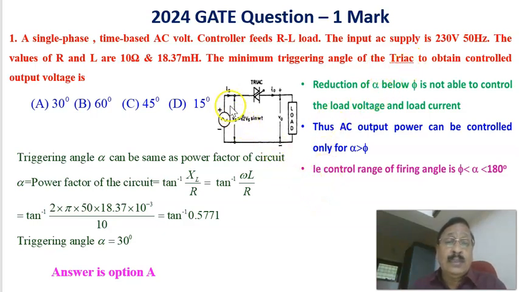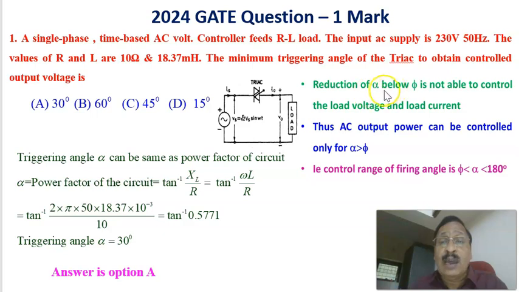Now this is the circuit diagram of a single phase AC voltage controller, and here the input voltage is 230 volt 50 Hz, and here this is a triac and this is the RL load that is connected. Now the minimum value of the firing angle of the triac can be calculated by calculating the power factor angle. Therefore, the minimum firing angle of the triac is the power factor angle of the load.